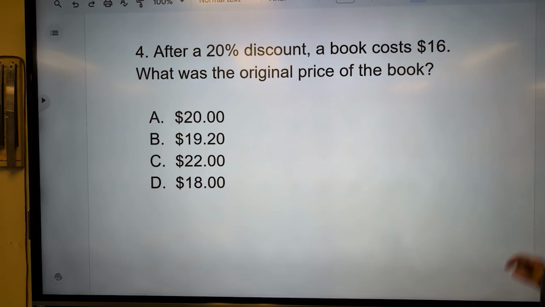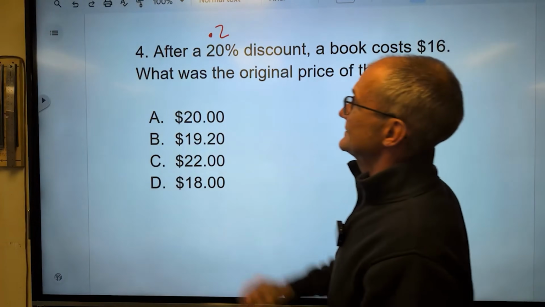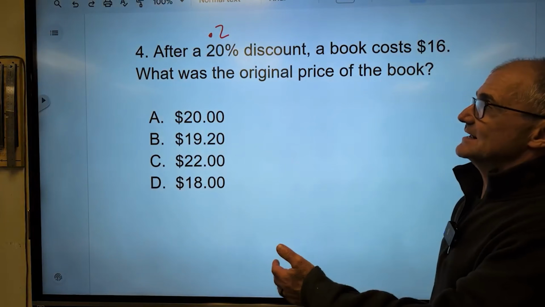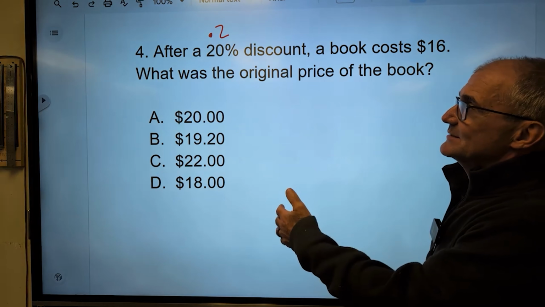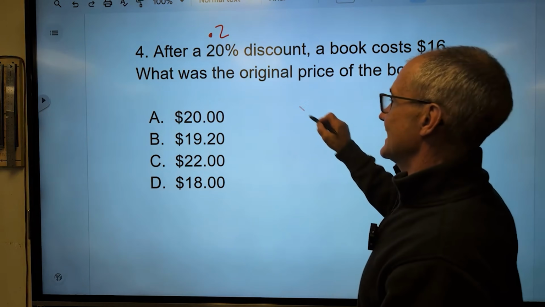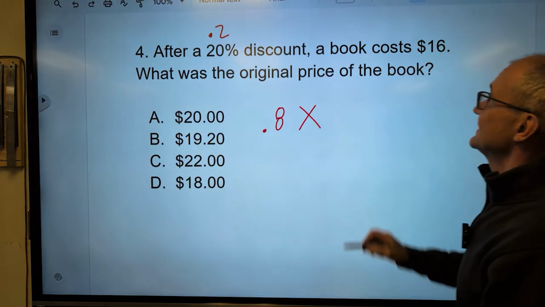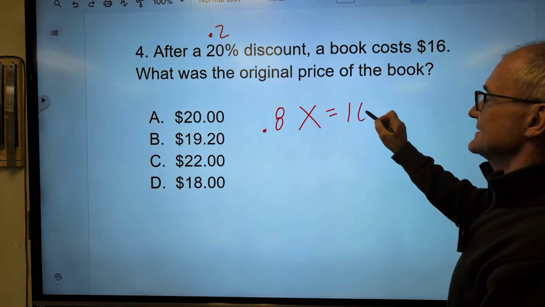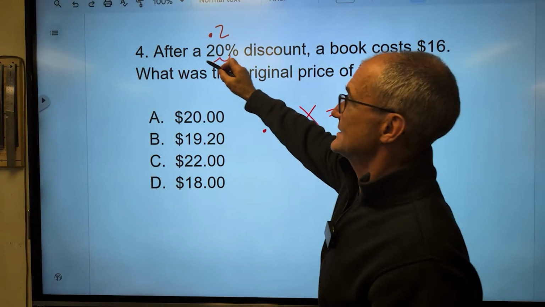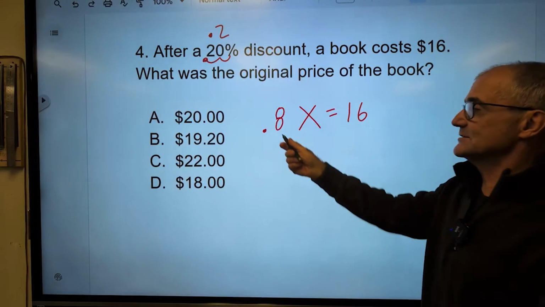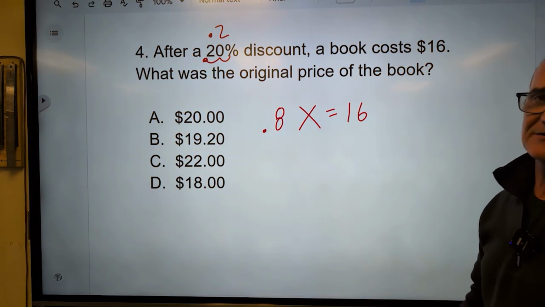So with algebra, I have a 20% discount, which is 0.2. So if the discount is 20%, that means the amount afterwards is 80%, right? So I have an item, and 80% of that item is going to equal $16, right? I convert this percent to a decimal, 0.2. 1 minus 0.2 gives me 0.8. 0.8 times the amount will give me the discounted amount.